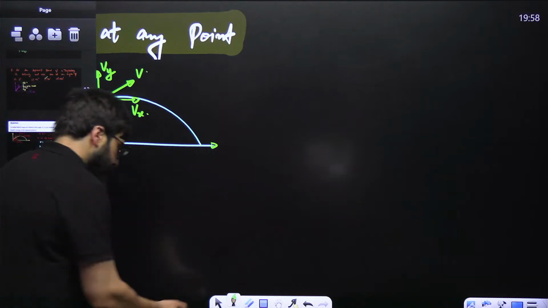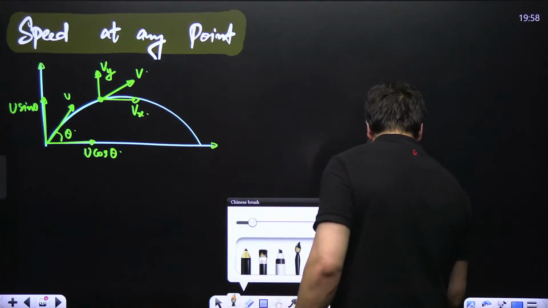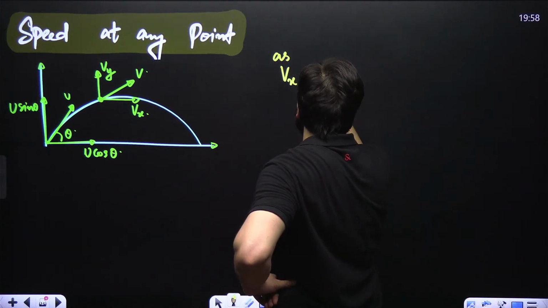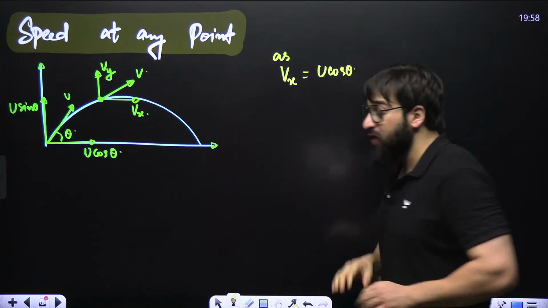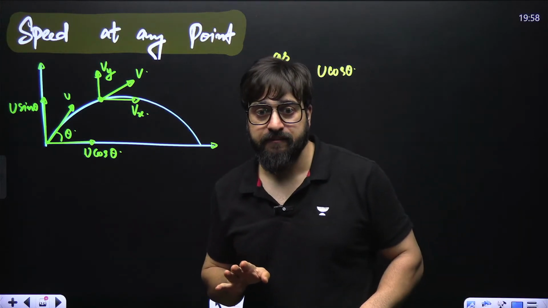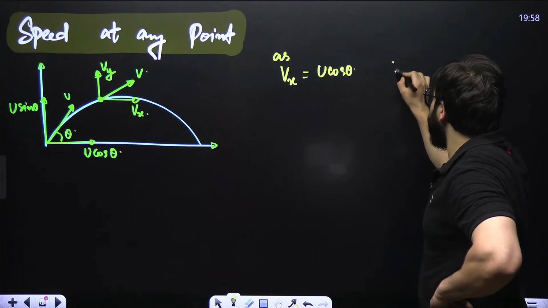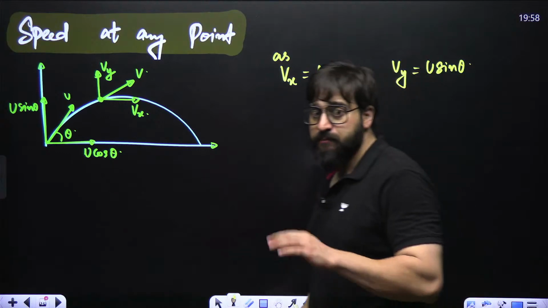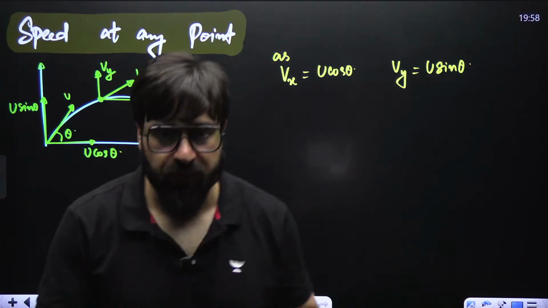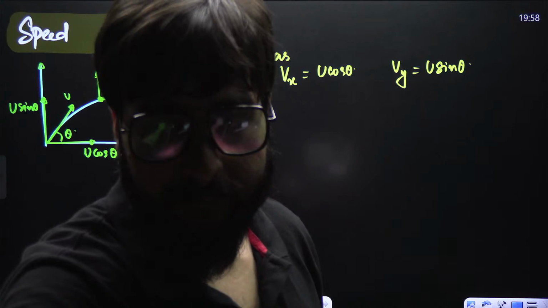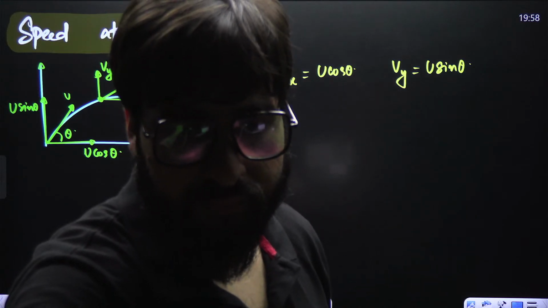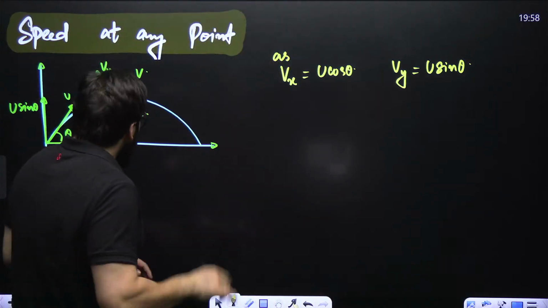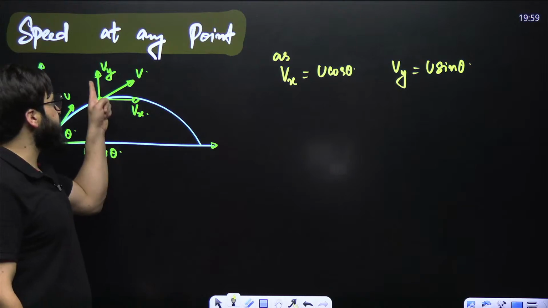So when it comes to the vx, that will be u cos of theta because velocity in x direction remains constant. And when it comes to vy, that is u sine of theta. Just a second. Okay. Now, guys, we got the value of Vx and we got the value of Vy.